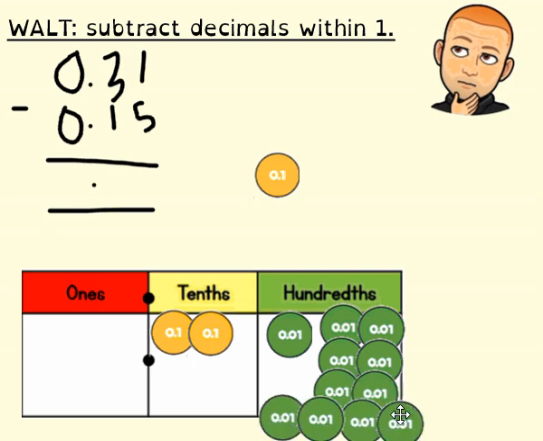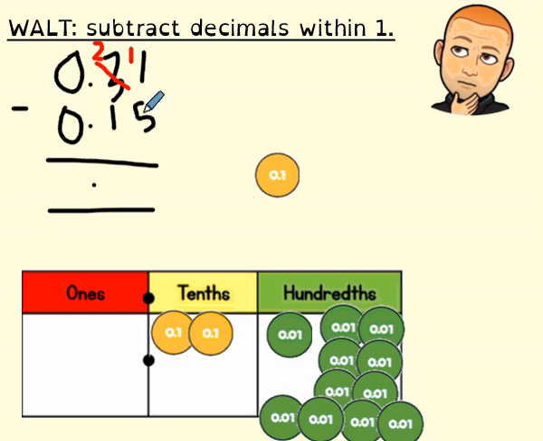So representing that on my column method calculation up here, I now no longer have 3/10 because I've used one of them to exchange it for some hundredths. So I have 2/10 remaining, and I've exchanged 1/10 for 10/100. I already had one there, so I've got 11/100 in total. So we've performed an exchange. If I now go back to my calculation, 11/100 take away 5/100, can I do that? Yes, I can, because I've got more counters.